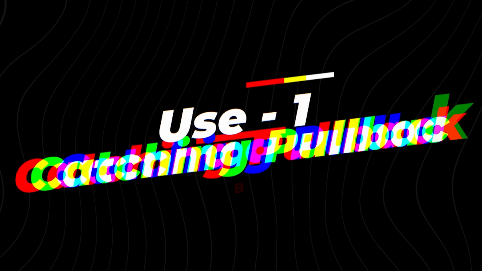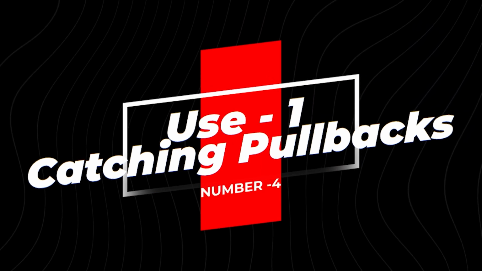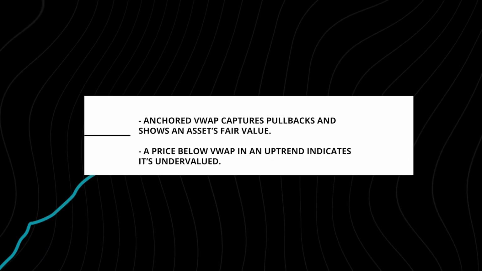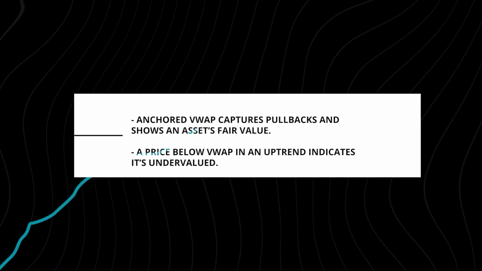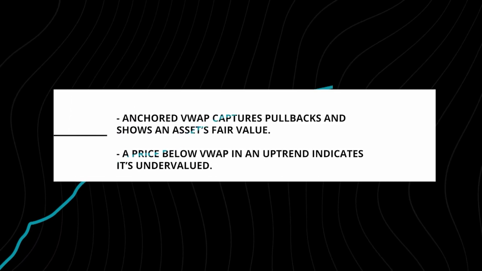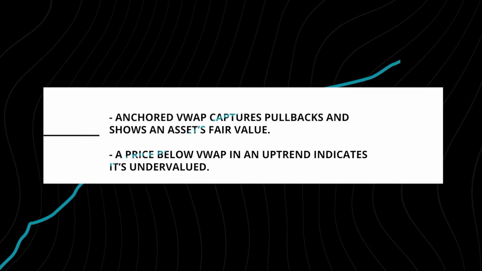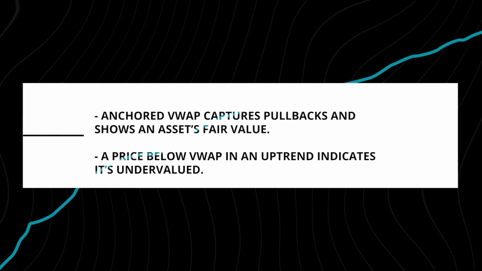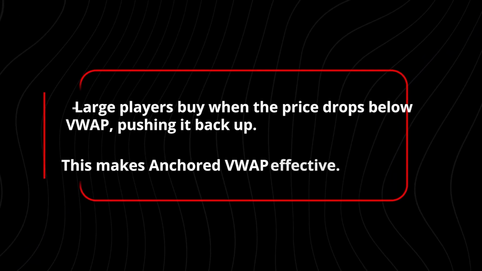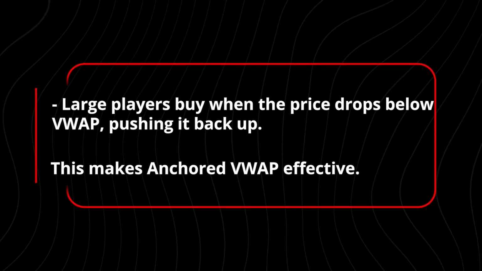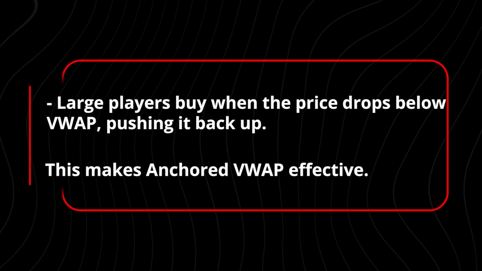4. Use 1. Catching pullbacks. The Anchored VWAP is an excellent technique for capturing pullbacks. You can determine the asset's fair value within a trend by graphing it from the beginning. If the price goes below the VWAP during an uptrend, it means the item is being traded at a lower price than its fair value. Large players note the difference and put buying orders, bringing the price back over the VWAP. This explains why the Anchored VWAP is effective.